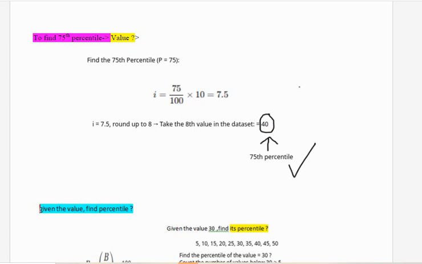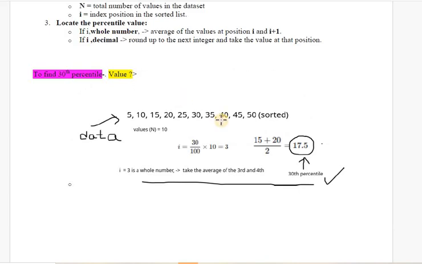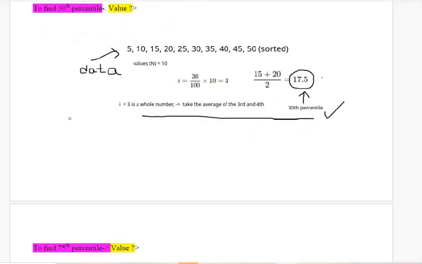So if you see the data, the 8th value: 1, 2, 3, 4, 5, 6, 7, 8, 40. This is the 75th percentile, the value 40 will be the 75th percentile. Okay, now let's move on to another example.